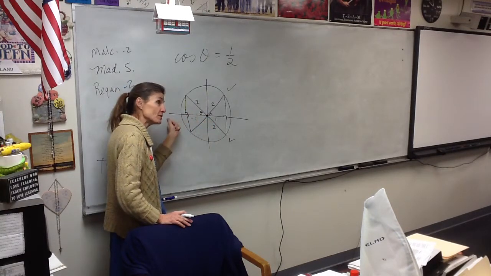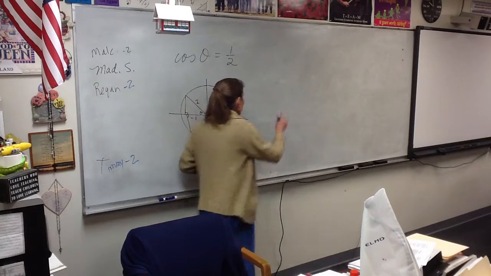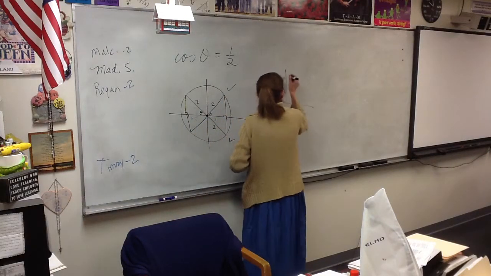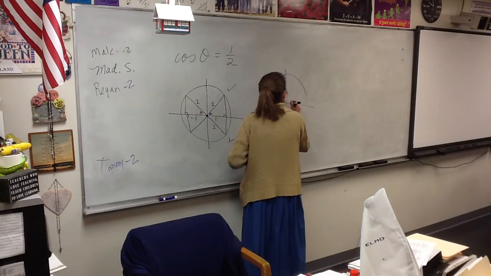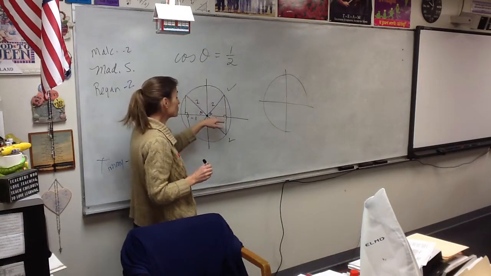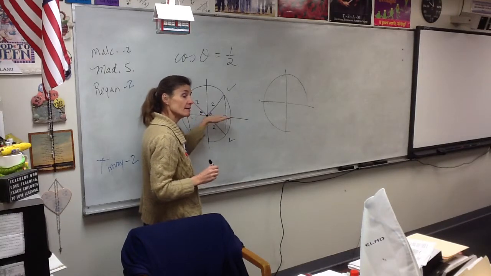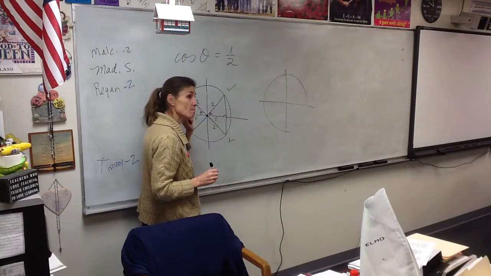When you go left, that's negative, right? So we're going to find answers over here. I'm going to redraw it now with only the ones I want. So you only look at the x-axis when you're doing cosine, because cosine is adjacent, and that would be the x side, right?